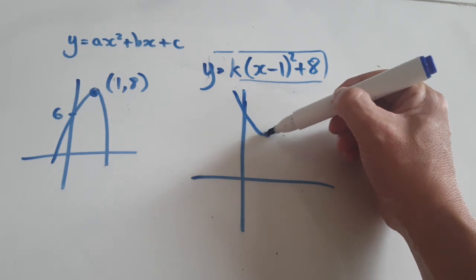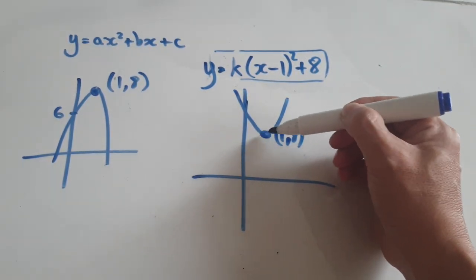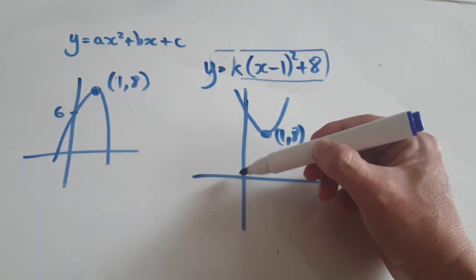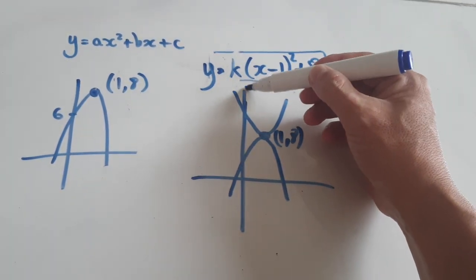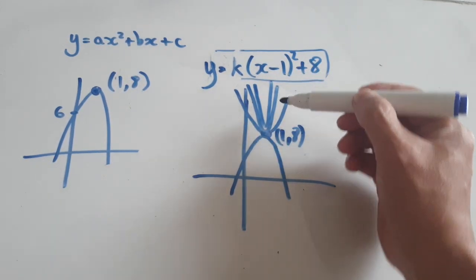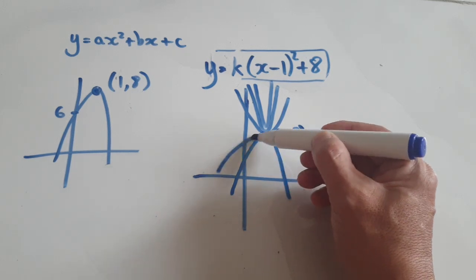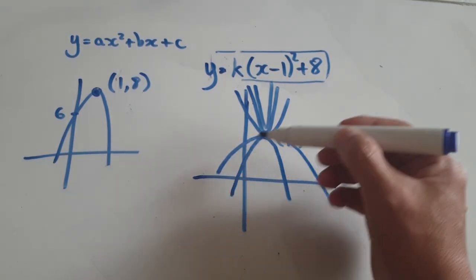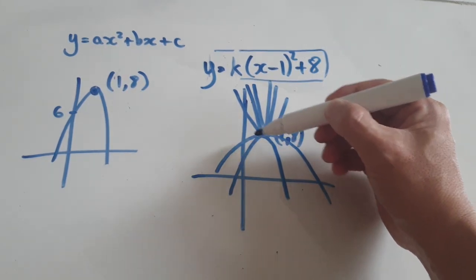Currently our vertex is pinned at 1, 8, right here. This is our vertex. Now, if k is negative, it would be upside down. If k is a big positive number, it would just make it steeper. If k is even bigger, then it would be steeper still. But the point is that if k is negative, it would do something like this. Depending on k, it changes the steepness of the quadratic.